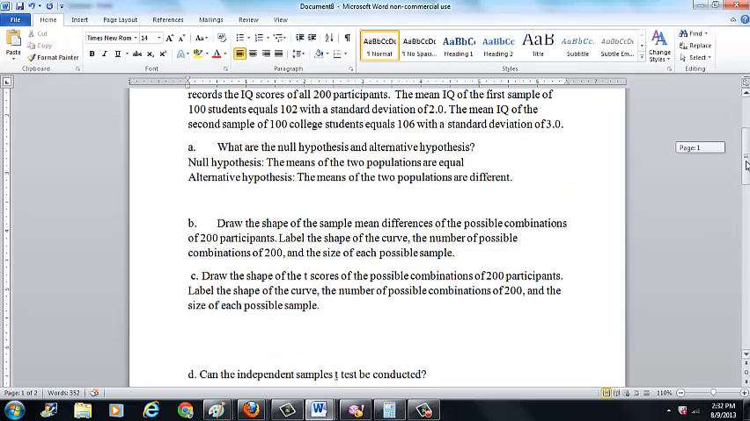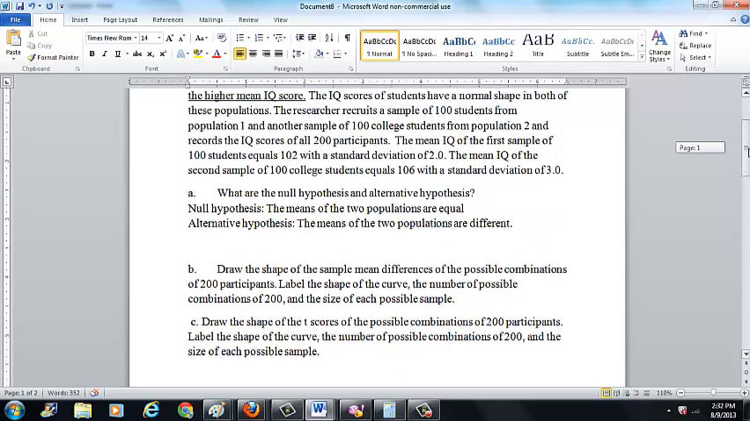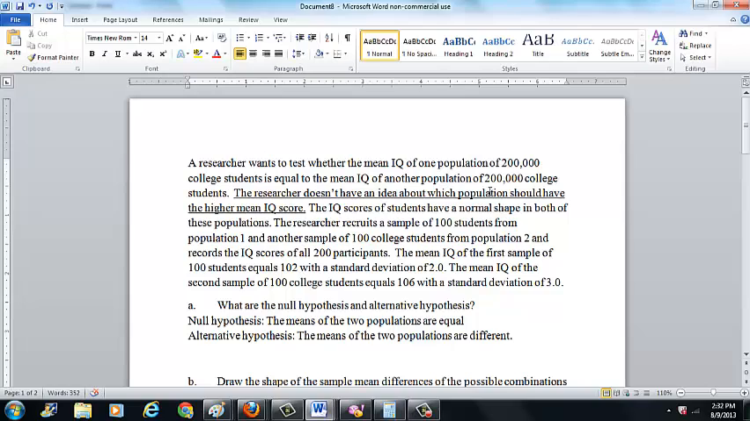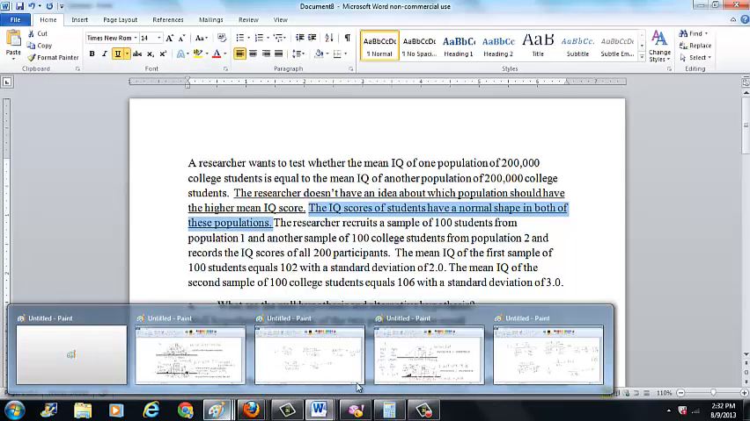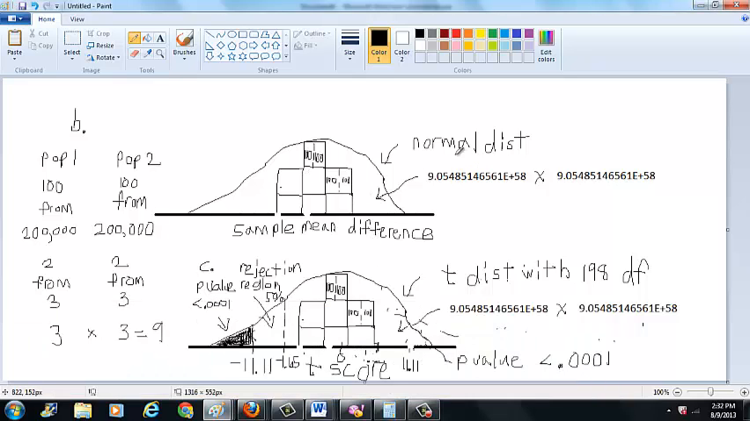Part B and C are the same. Can the independent samples t-test be conducted? This says, right here, the IQ scores of the students have a normal shape in both populations, which means in part B, the shape of the sample mean differences will be normal, and the shape of the t-scores in part C will have a t-distribution. So once again, the test can be done.